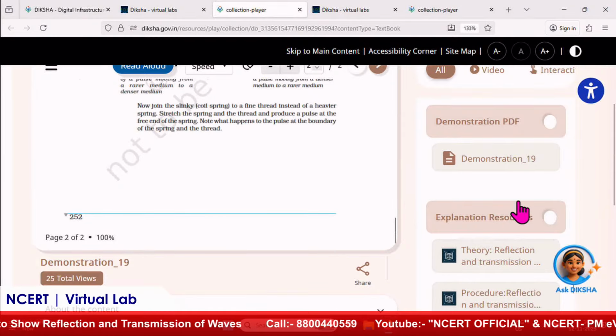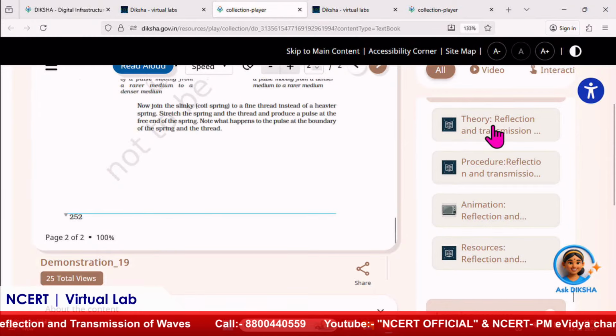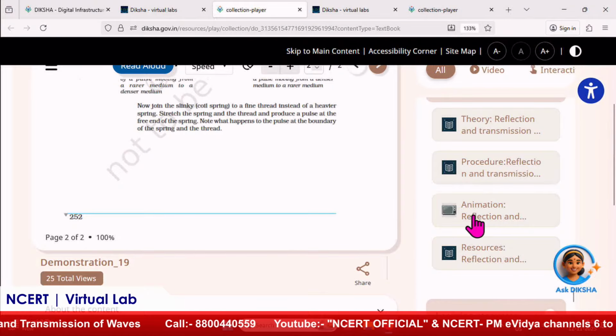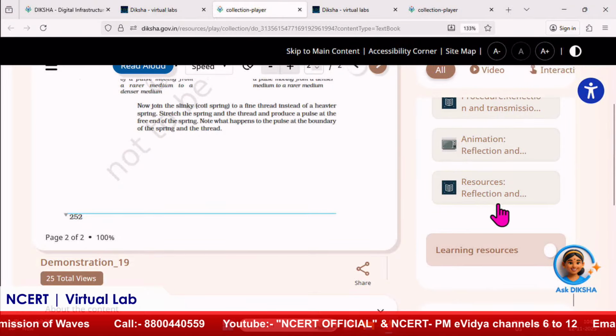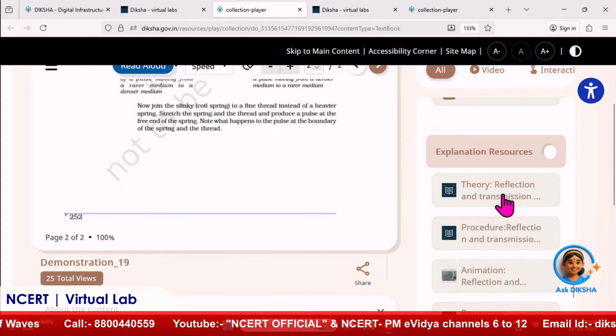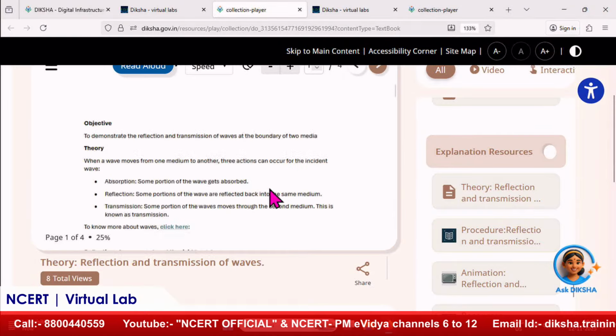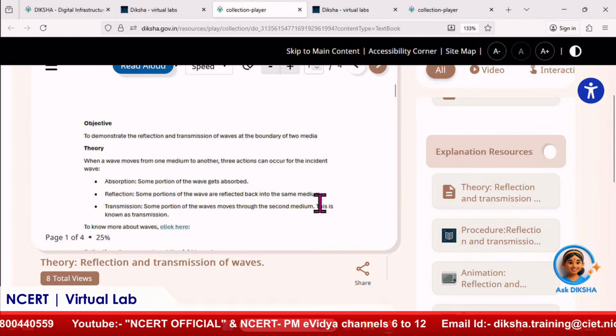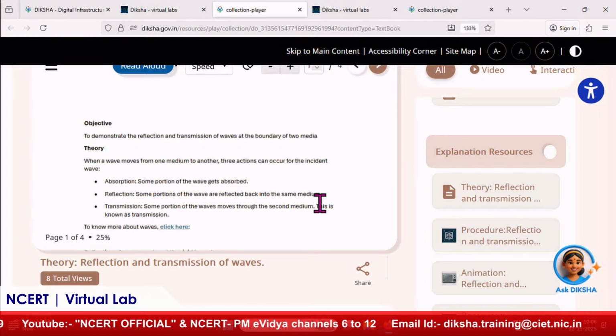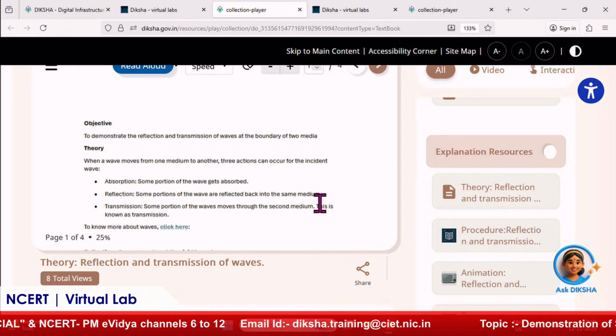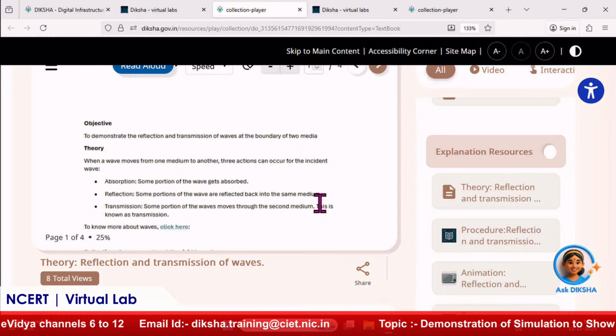Then explanation resources are there. In these explanation resources, theory, procedure, animation and resources are available. So, one by one we will go through it. First is the theory of this. To understand, first of all we understand a few key concepts like what is absorption, what is reflection, what is transmission. See, whenever a wave interacts with matter, some part gets absorbed, some gets transmitted and some gets reflected back to the same medium. Okay.